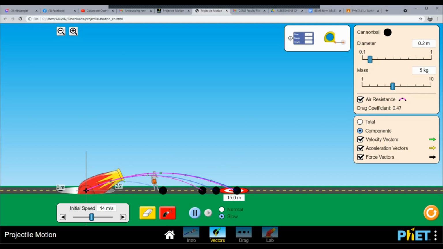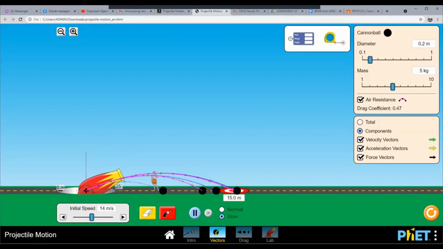What happens? Anong nangyari? We still hit the target, di ba? So we reduce the diameter of the cannonball with the same initial speed. The resistance is given, we hit the target. What can you conclude now? Anyone? What can you conclude?